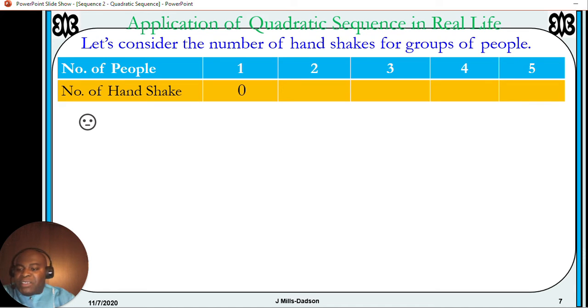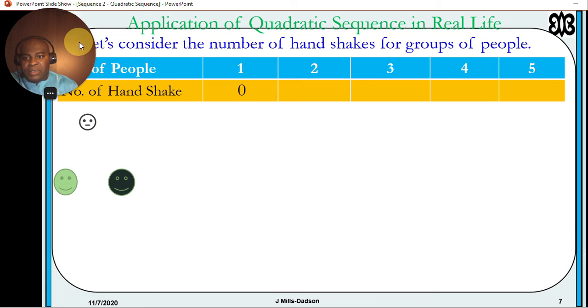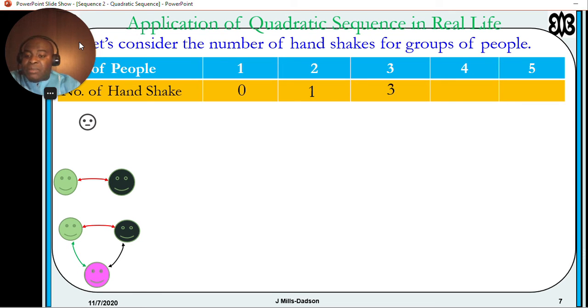Obviously, one person, there's nobody to shake hands with, so there's no handshake. 2 people meet, just 1 handshake. 3 people, let's see what happens. The green man will shake 2 people, and the pink man will shake the black man. So there are 3 exchanges of handshakes for 3 people.